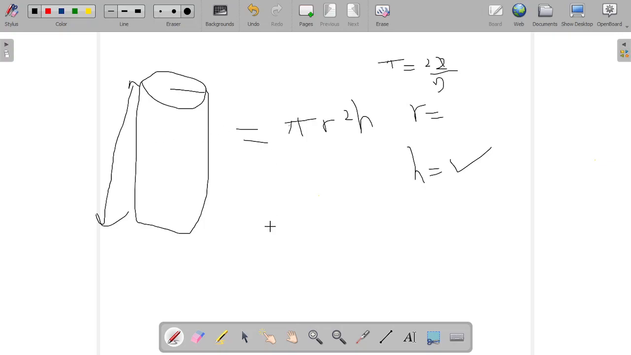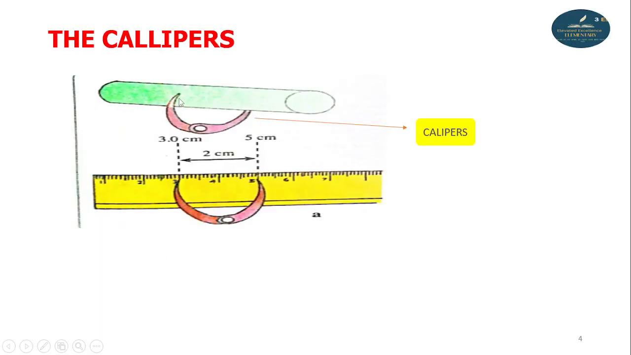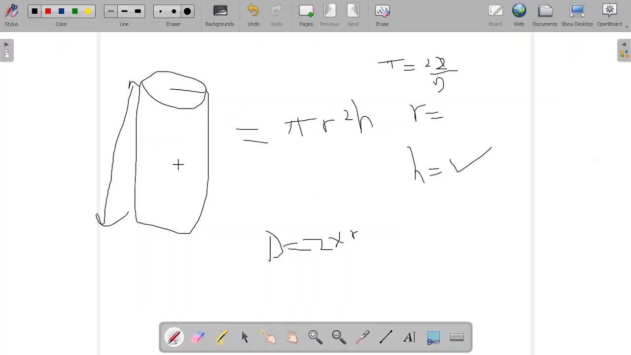As we have learned, diameter d is equal to 2 times the radius. Because it's a three-dimensional shape, not a plane shape, from this portion to the back side is the diameter. So we can actually determine the diameter with the use of these calipers.